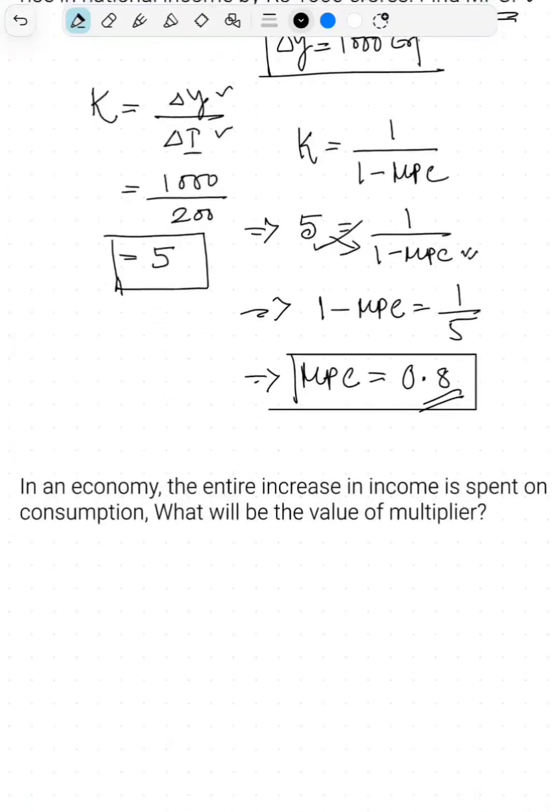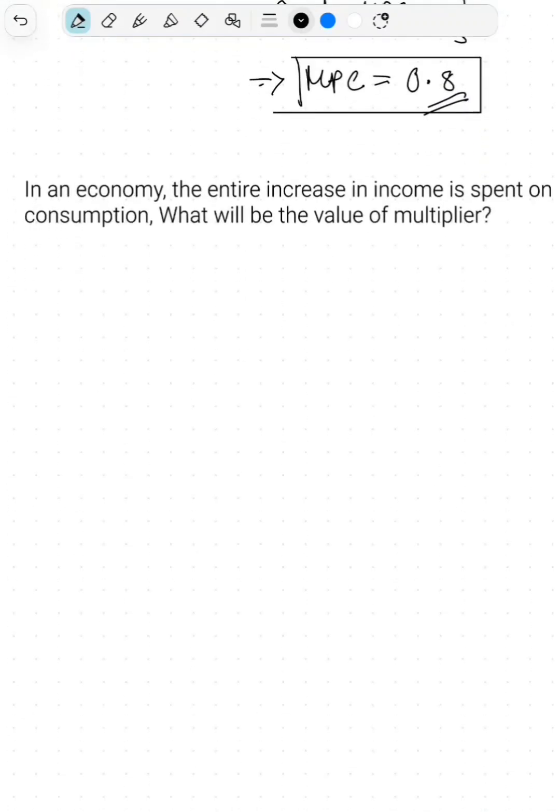Next, we shall proceed towards the next sum. So this sum says, in an economy, the entire increase in income is spent on consumption. So the entire income that you are earning is spent on consumption. What will be the value of multiplier? It is very easy. If the entire income is spent on consumption, that means we are saving 0. So can I write MPC is equal to 1?